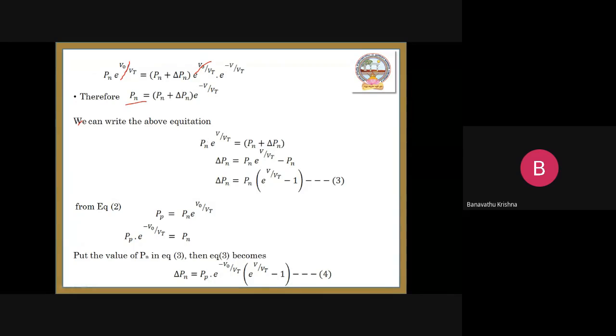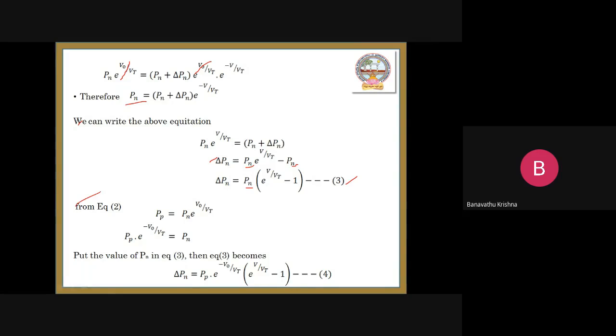Okay, finally, Pn into e power V0 by Vt into Pn plus delta Pn. So finally, our aim is to calculate delta Pn. Delta Pn equal to, if we send this Pn to this side, Pn into e power V by Vt minus Pn. So delta Pn equal to, the common term here is Pn, so take out this common term. So delta Pn equal to Pn into e power V by Vt minus 1. So this is equation number 3.